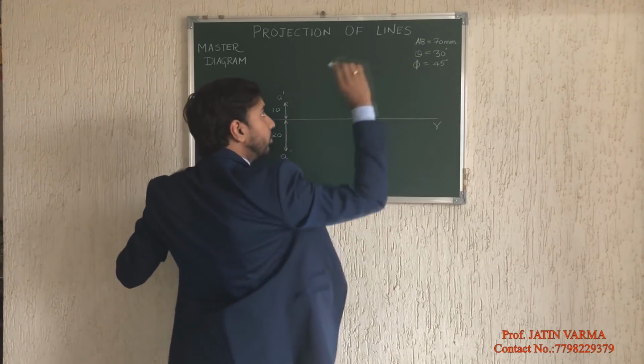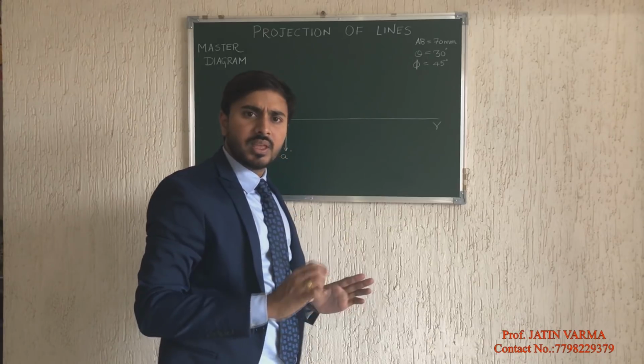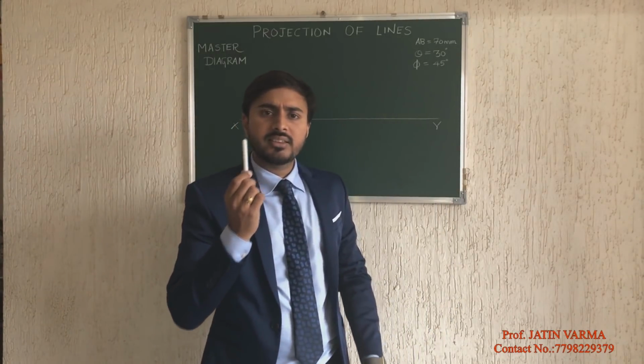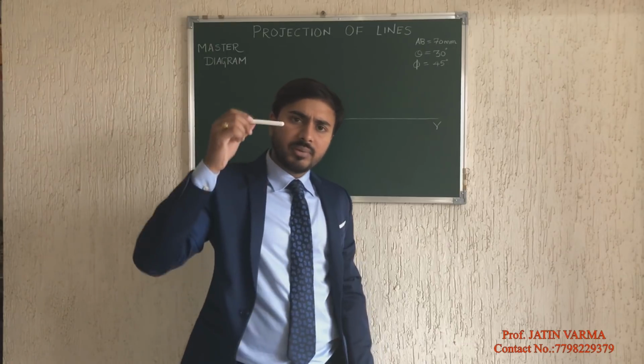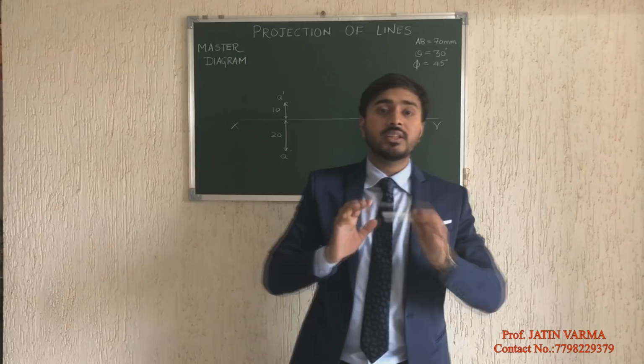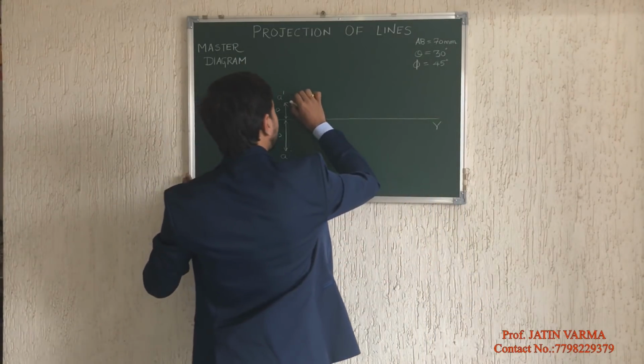I have been given true length as 70. Understand, true length is never changing. If suppose the length of this chalk is, for instance, 10 centimeters, and I am tilting it now, it is again 10. So true length always remains the same. It never changes.